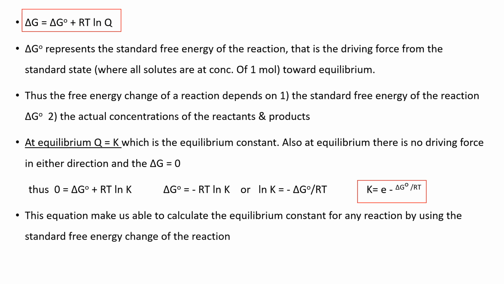Thus, we will say that 0 equals delta G node plus RT ln K, and we will move the term RT ln K to the other side with a negative sign, and so we will release the ln term by taking the exponential of the second side, so that K, the equilibrium constant, will be equal to exponential minus delta G node divided by RT. This equation makes us able to calculate the equilibrium constant of any reaction by using the standard free energy change of that reaction.